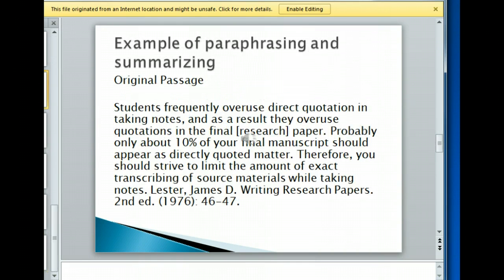Here is an example of paraphrasing and summarizing. So let's look at the original passage. Students frequently overuse direct quotation in taking notes, and as a result, they overuse quotations in the final paper. Probably only about 10% of your final manuscript should appear as directly quoted matter. Therefore, you should strive to limit the amount of exact transcribing of source materials while taking notes. And this was taken from Lester James, Writing Research Paper, 2nd edition, 1976, pages 46 to 47.